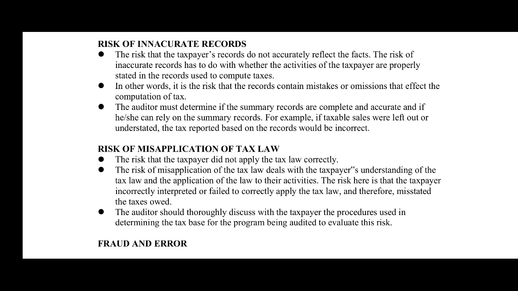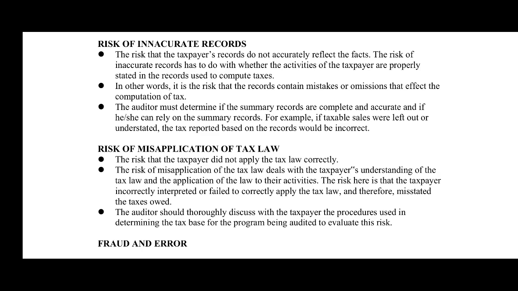This is the risk that the taxpayer's records do not accurately reflect the facts. The risk of inaccurate records has to do with whether the activities of the taxpayer are properly stated in the records used to compute the taxes. In other words, it is the risk that the records contain mistakes or omissions that affect the computation of the taxes. So the auditor must determine if the summary records are complete and accurate, and if he or she can rely on the summary records of the taxpayer.